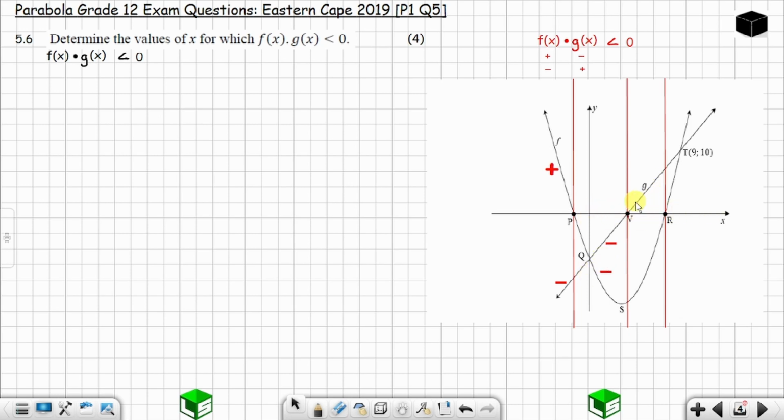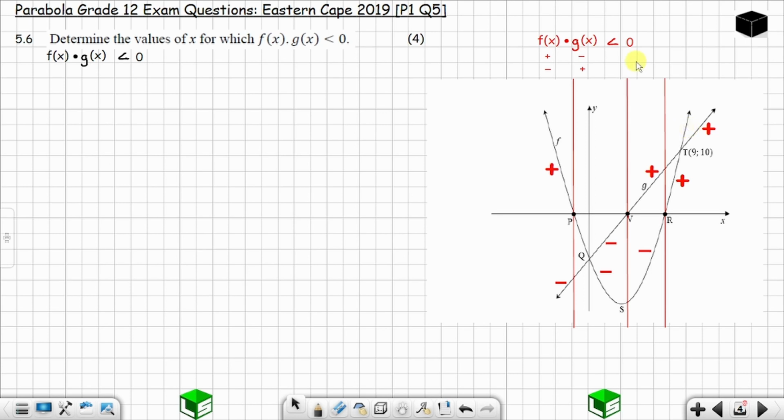Okay, you carry on. This is above the x-axis and this is below. So this is negative because it is below the x-axis, and this is positive because it is above the x-axis. You carry on. You have this part and this part. They are both positive because they are above the x-axis. So they are both positive.